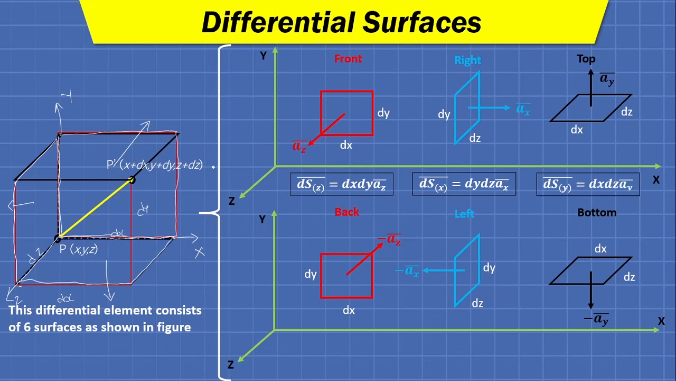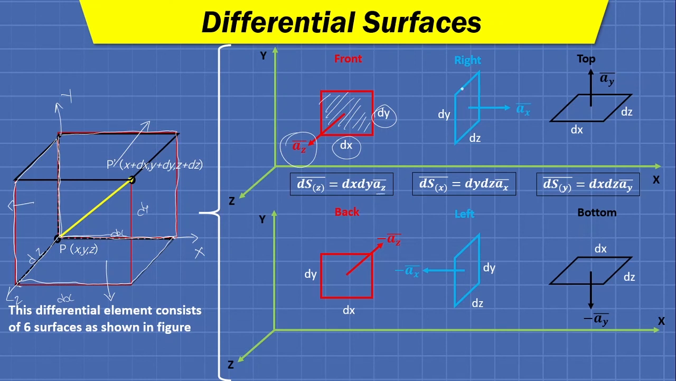The formulas for 6 surfaces can be written as follows. ds z stands for the differential surface in the direction of positive z, so its magnitude will be dx into dy, because it's nothing but a rectangle. Fine. And the area of rectangle is its height and width, so height is dy and width is dx, so multiplication of dx and dy will give you the magnitude of this area. And what is the direction of this surface? So it is az bar.